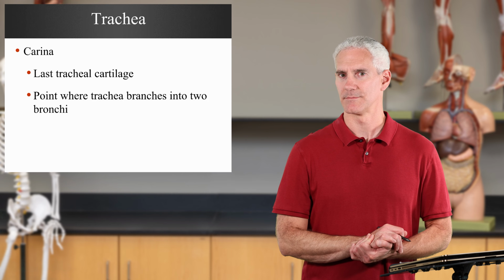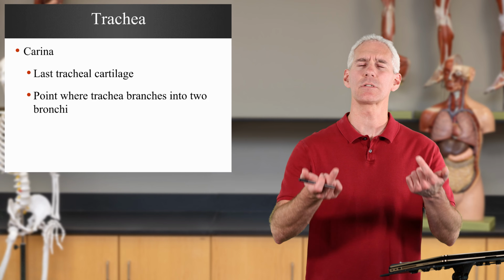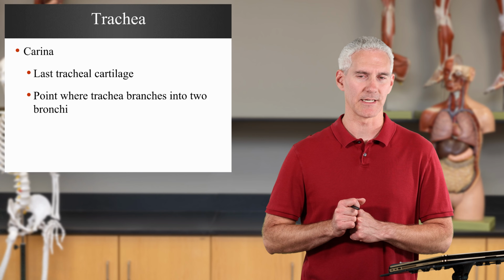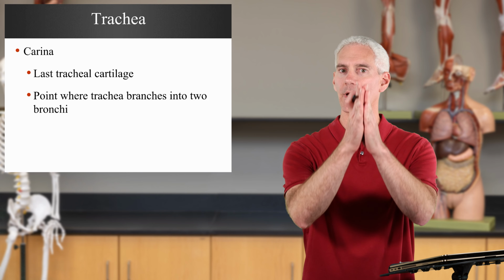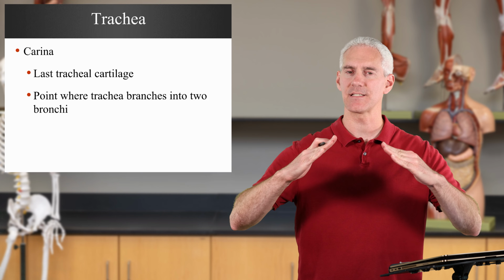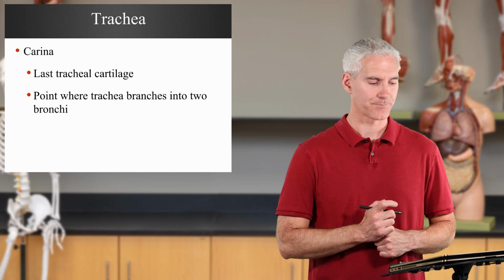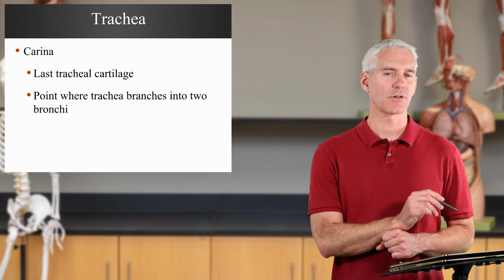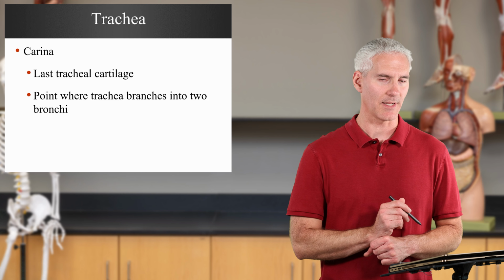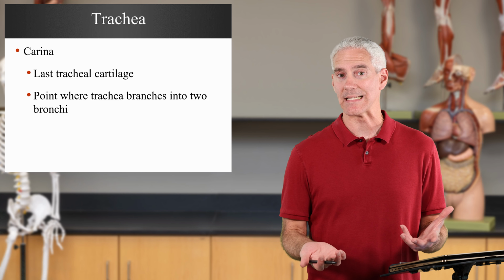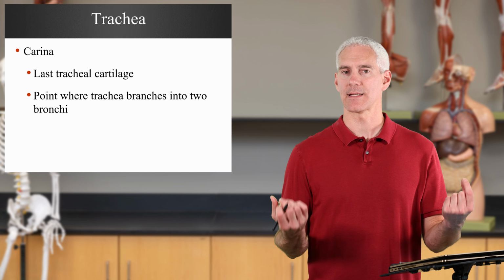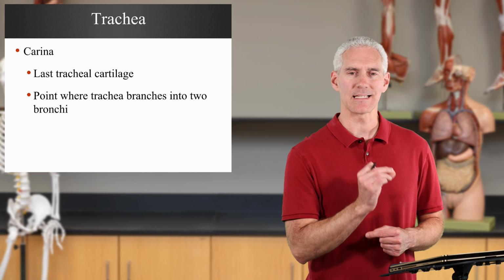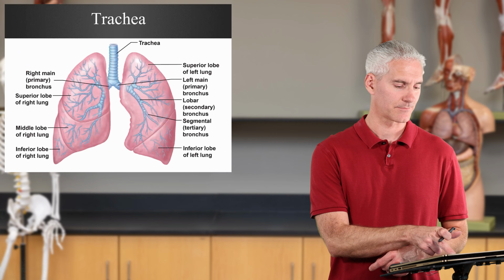Then you have the carina. The carina is the most inferior of the trachea. It's right when the trachea comes down and splits into two. That's the carina. Now it's the last part of cartilage just as it splits. Because once it splits, now it's going to be the bronchi. So the very, very last piece is the carina.